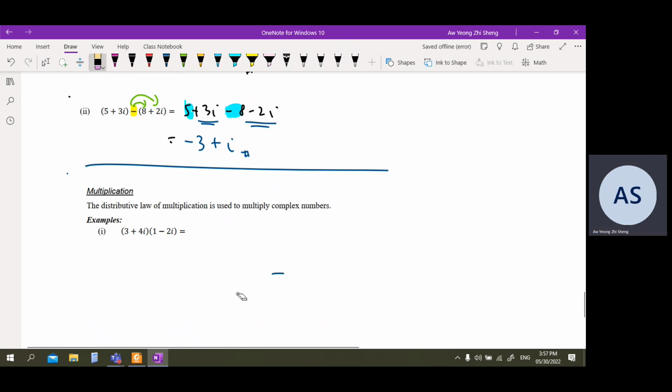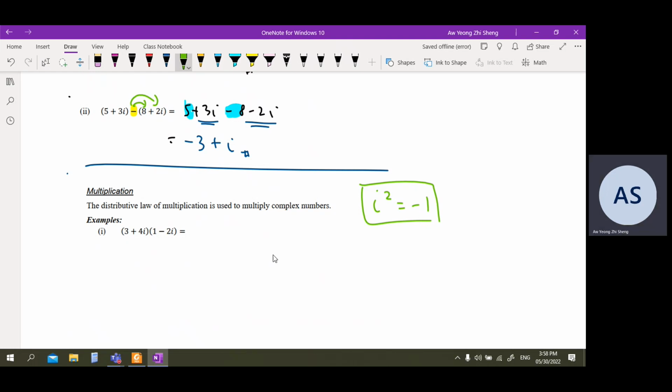However, one thing to notice here is that when you have i to the power of 2, you are always expected to simplify it using the fact that i squared is negative 1. Whenever we have i power 2, we are always expected to simplify it by replacing i squared by minus 1.